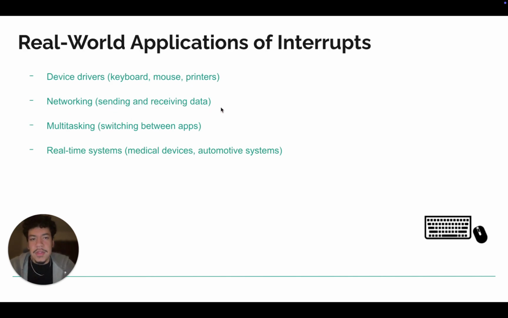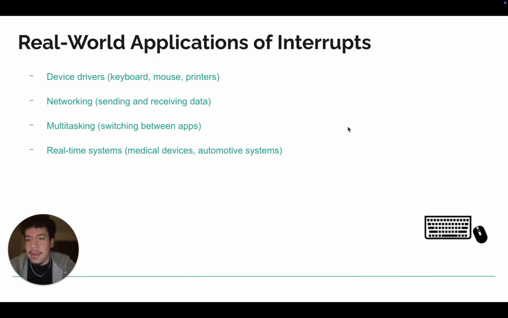So where do we see interrupts in the real world? We basically see them everywhere. We see them in device drivers like your mouse, your keyboard, printers. They all use interrupts to communicate with the OS. We see them in networking. Receiving and sending data packets relies heavily on interrupt-driven input-output. And in multitasking, interrupts let your OS switch between applications smoothly.